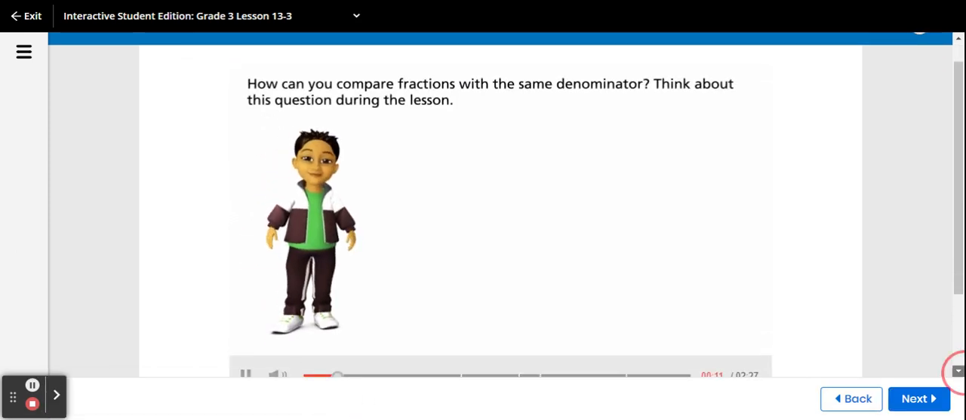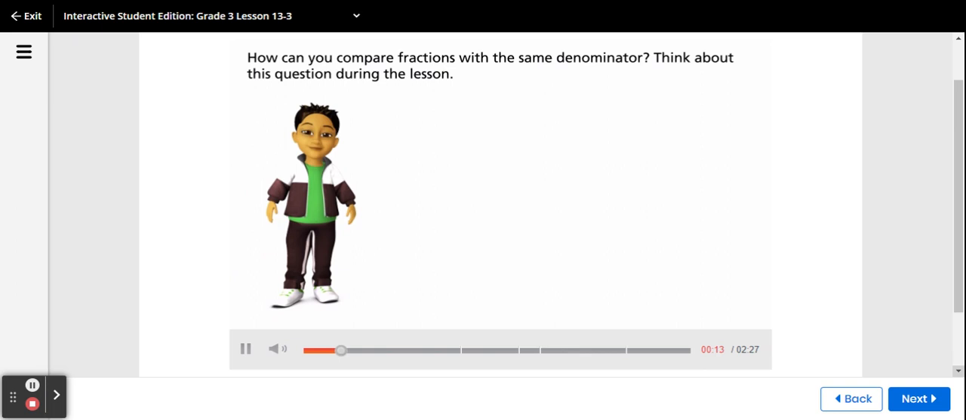How can you compare fractions with the same denominator? Think about this question during the lesson.